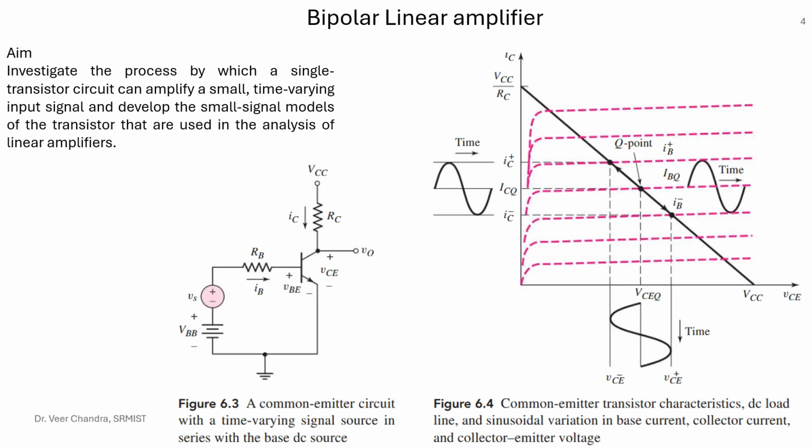So we are going to start by talking about the BJT based amplifier, that is the bipolar linear amplifier. So what is the aim? Investigate the process by which a single transistor circuit can amplify a small time varying input signal, and develop the small signal models of the transistor that are used in the analysis of linear amplifiers.